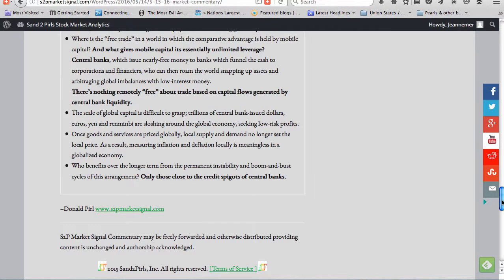Once goods and services are priced globally, local supply and demand no longer set the local price. As a result, measuring inflation and deflation locally is meaningless in a globalized economy. Who benefits over the long term from the permanent instability and boom and bust cycles of this arrangement? Only those close to the credit spigots of central banks.